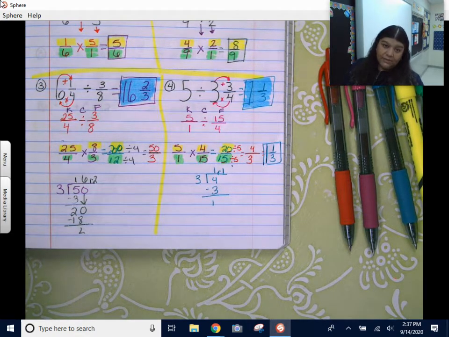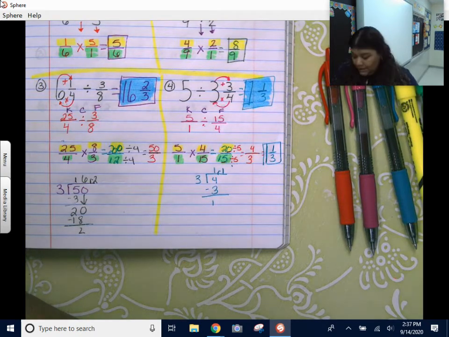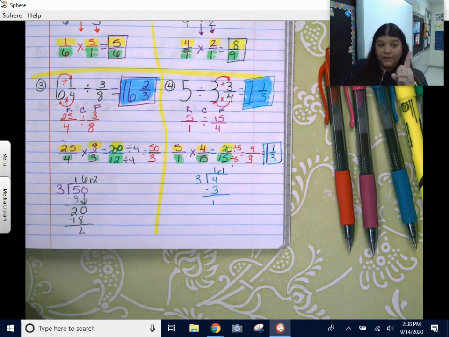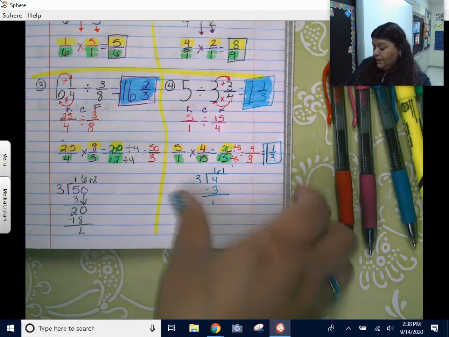So change your mixed numbers into an improper fraction. Then do the keep, change, flip, multiply by the reciprocal. And that's what that means. And then multiply straight across. And then always ask yourself, can I simplify the fraction? And is it improper? Okay, good.